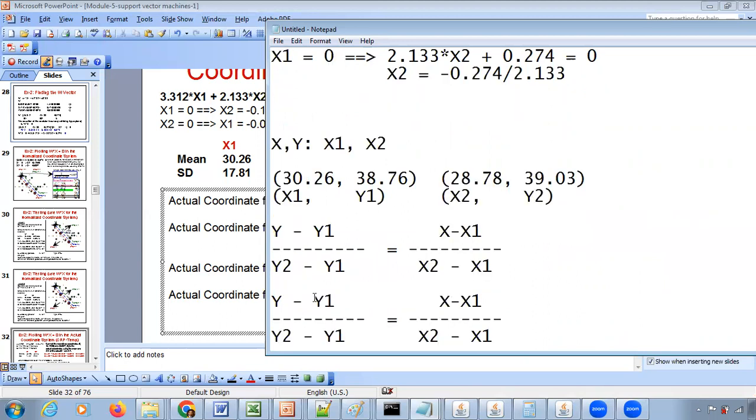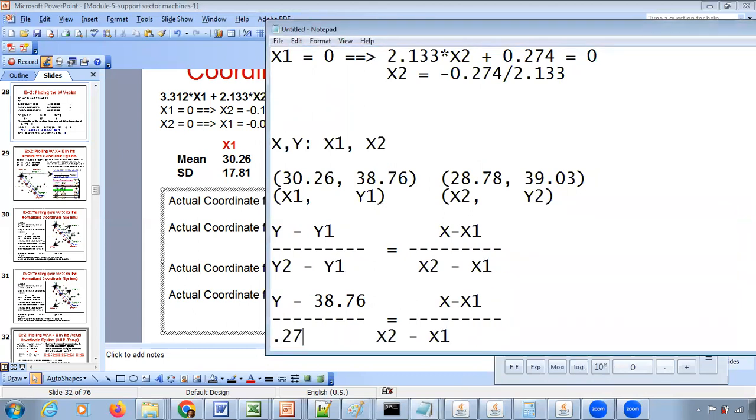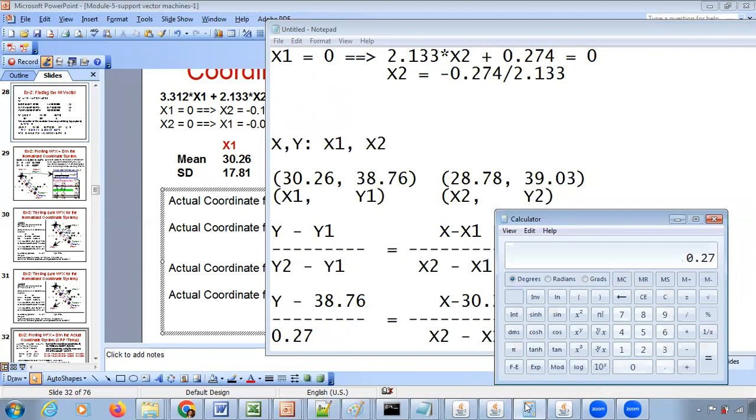y minus y1, which is 38.76, divided by y2 minus y1. We can do the math and actually put the number there. So y2 is 39.03 minus y1 38.76, 0.27. Whole thing is 0.27. Similarly, x minus x1, x1 is 30.26. You can do x2 minus x1, which is 28.78 minus 30.26, so negative 1.48.